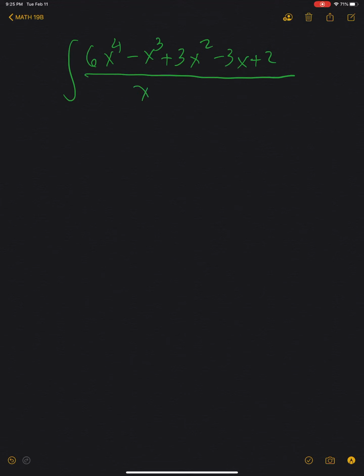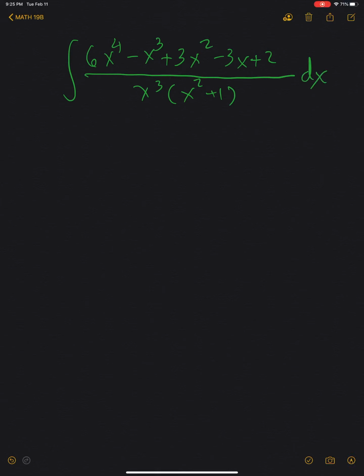Let's work out an example of partial fraction decomposition. Let's look at the following integral: the integral of (6x^4 - x^3 + 3x^2 - 3x + 2) divided by x^3 (x^2 + 1) dx.